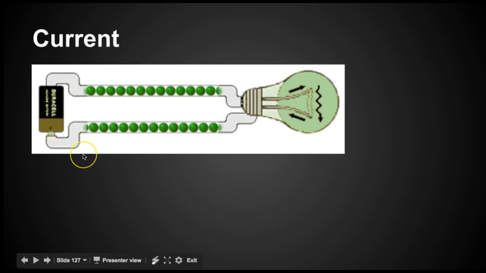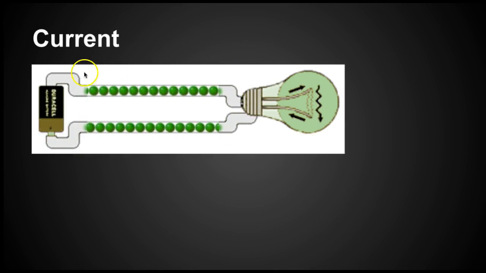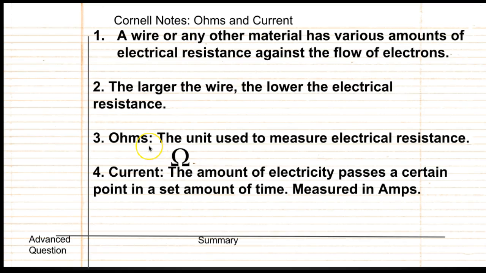So let's review the parts of a circuit. Here you have your energy source. Here you have your load. And here you have your circuit. Current is how much electrical flow there is in an amount of time. So how many electrons are flowing or moving past a particular place in a set amount of time. Okay, go ahead and come up with your question for four, and then start your summary and your advanced question.